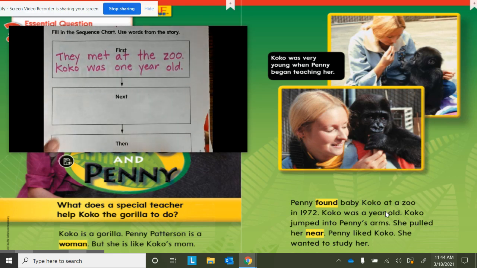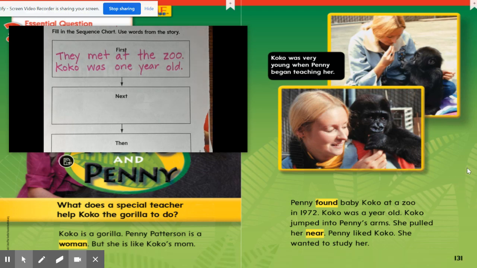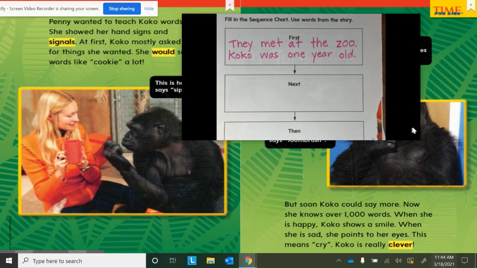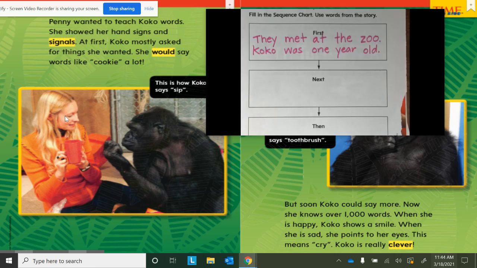Now we're going to talk about what happened next. So let's go to the next page right over here. So as we can see, Penny started to teach Koko words using hand signs. So all of these 2 pages, even into the next one, Penny began to teach Koko hand signs so that she could communicate with others.